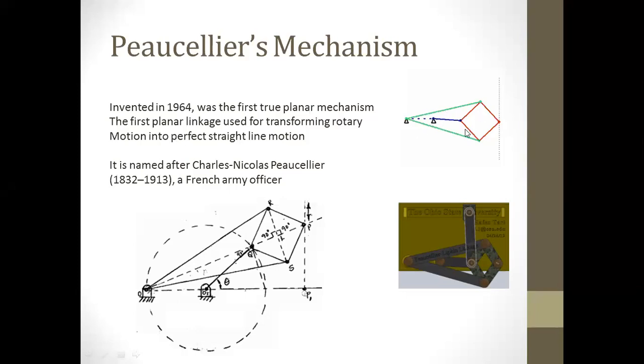Can you see this particular mechanism? It will generate a straight line. Here we have a 4-bar linkage, and whenever you give rotation to the crank, it generates a straight line motion. This is the figure for the Peaucellier's mechanism. It is named after Charles Nicolas Peaucellier. He was a French army officer who invented this particular mechanism.